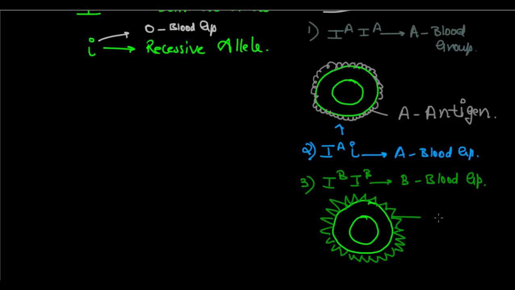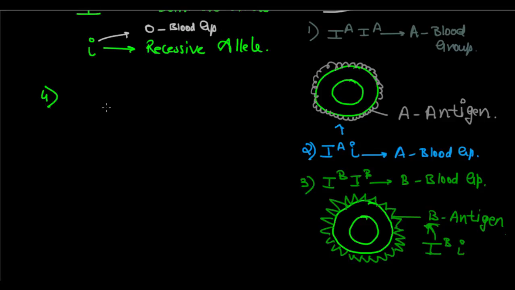Okay, and this is what we call the B antigen. So the B antigen is attached to the red blood cells of this type of blood group, right? The same takes place when you have IB and small i. Same thing will take place. That's it. Now, the third case.